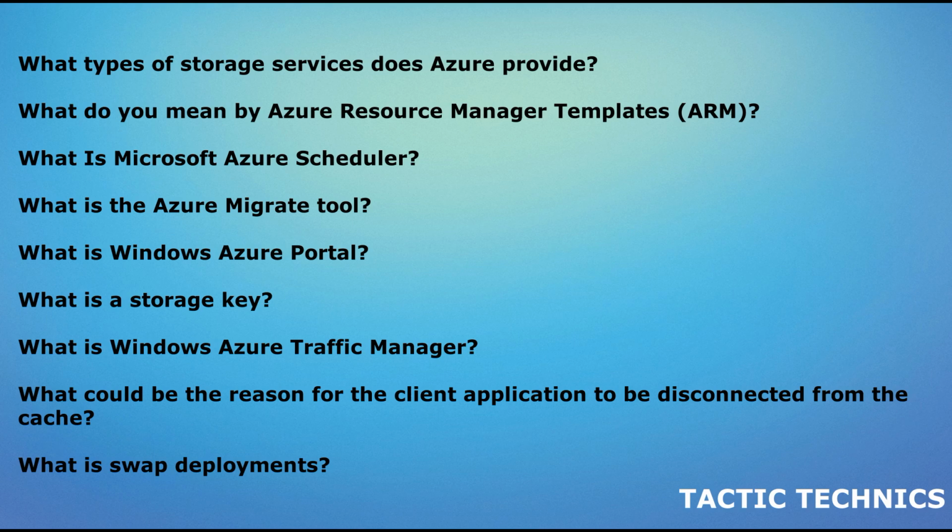What are fault domains? Answer: A fault domain is a logical group of underlying hardware that share a common power source and network switch, similar to a rack within an on-premise data center. As you create VMs within an availability set, the Azure platform automatically distributes your VMs across these fault domains. This approach limits the impact of potential physical hardware failures, network outages, or power interruptions.